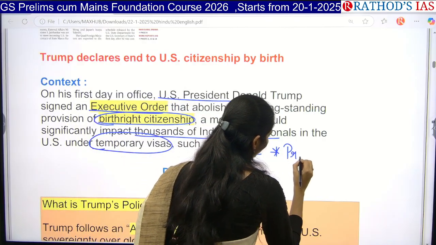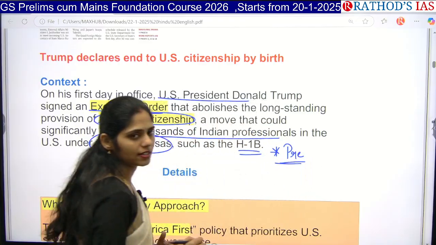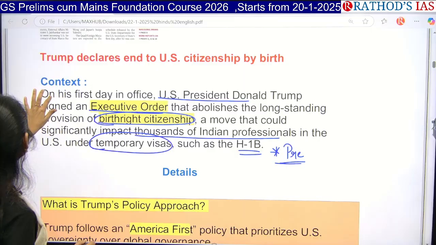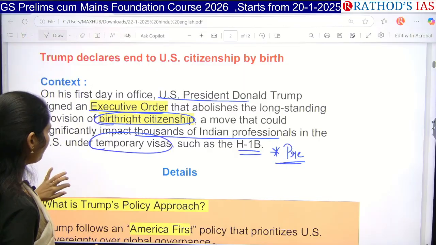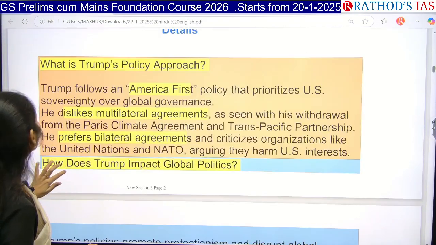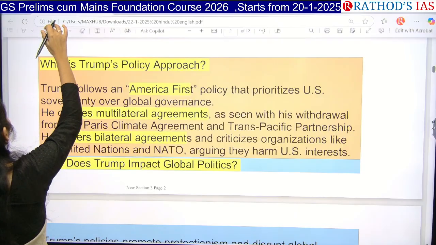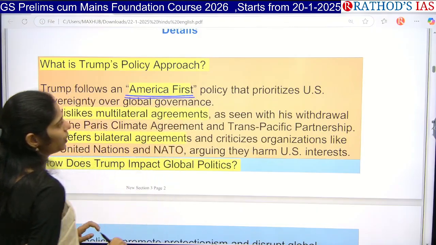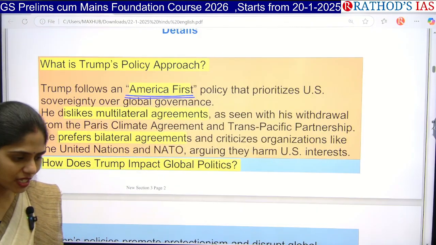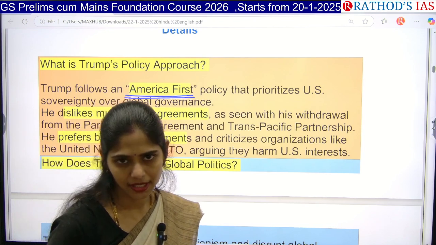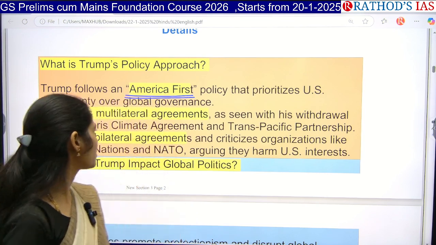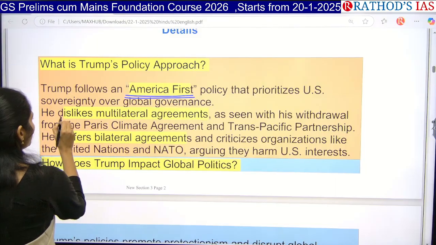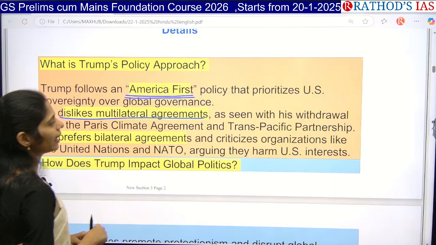So you should be very much careful with these types of visas. Okay, now let us see what is the approach of this Trump policy. In this 2.0 of Trump, he is focusing on America first policy. That means he will always be giving priority to the US first rather than other countries. And he also dislikes multilateral agreements.